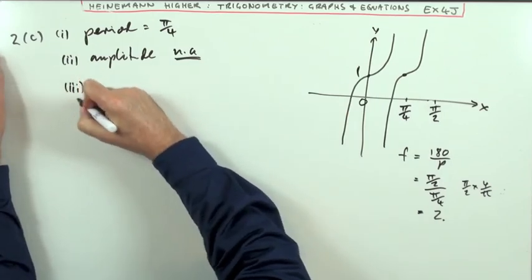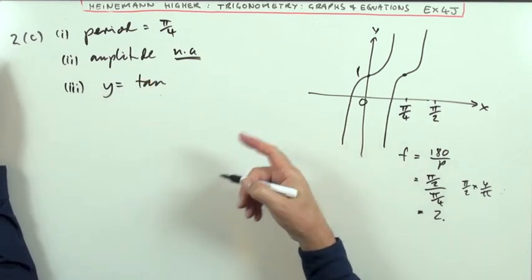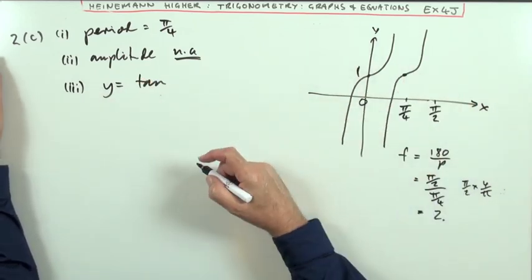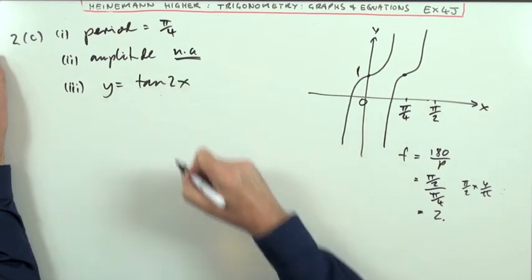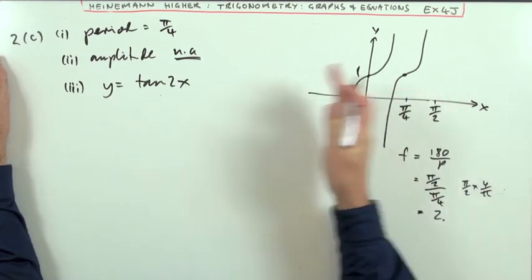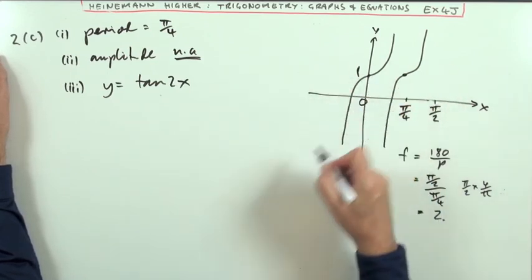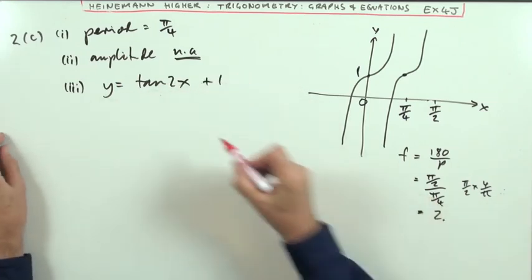So the third part would be this. Well, it's a tangent. So I've got a tangent which may have been multiplied. I can't tell, there's not enough information, but it's got a frequency of 2, so it's tan 2x, and it's been shifted up 1, but not across at all, because it should be centred at the origin. So tan 2x plus 1 is the answer to that.